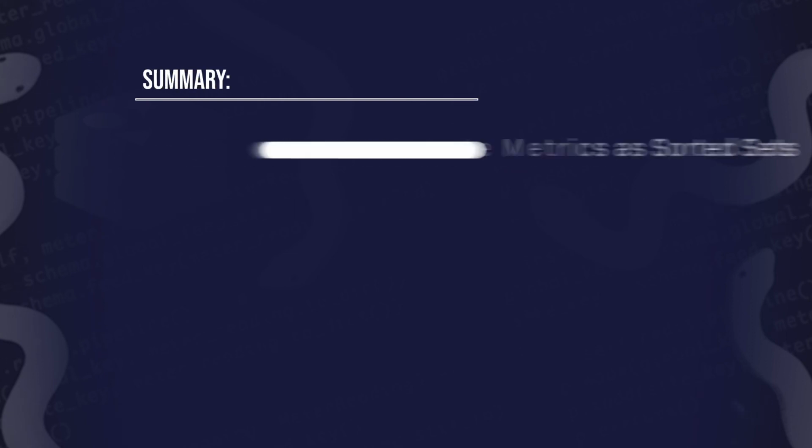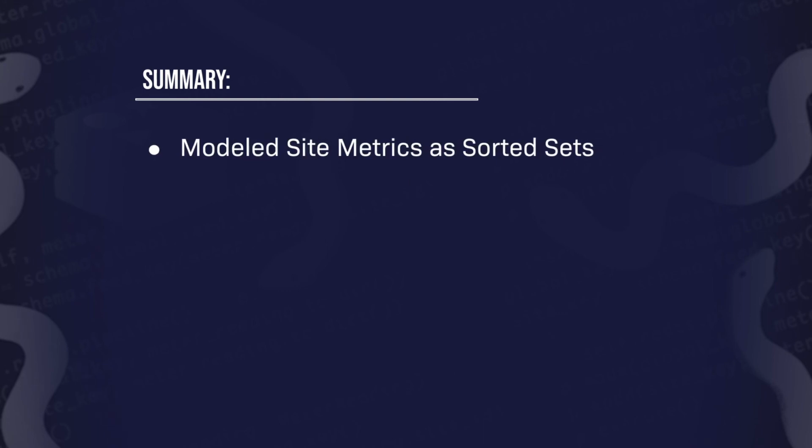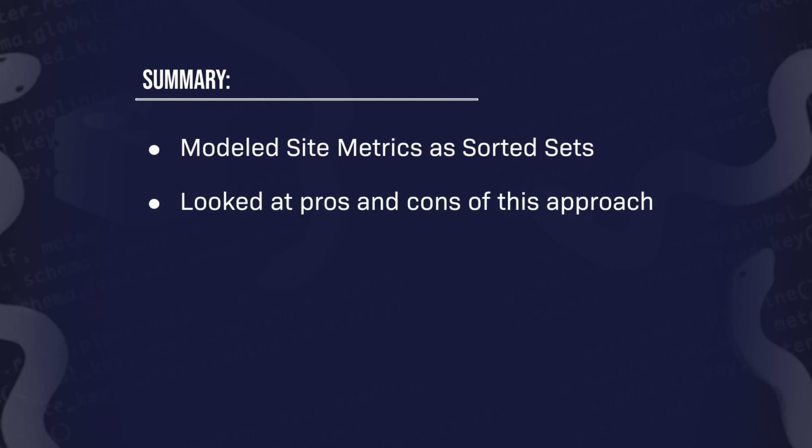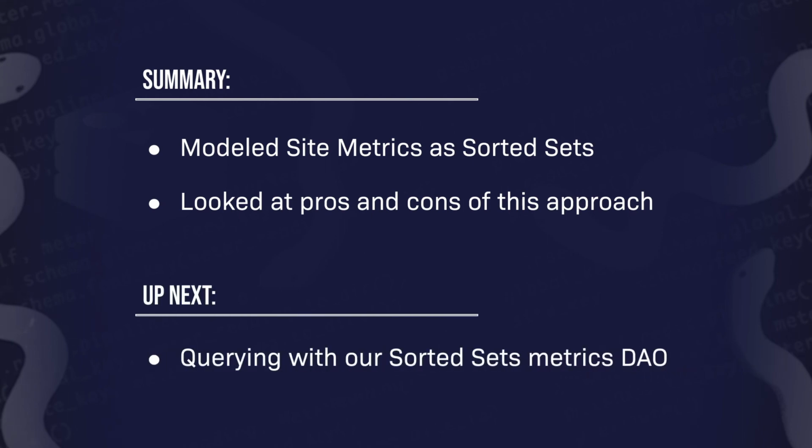So in this unit, we looked at how to model site metrics as a Redis sorted set. We analyzed the performance of this approach and considered some downsides. In the next unit, we'll continue with our sorted set metrics implementation.